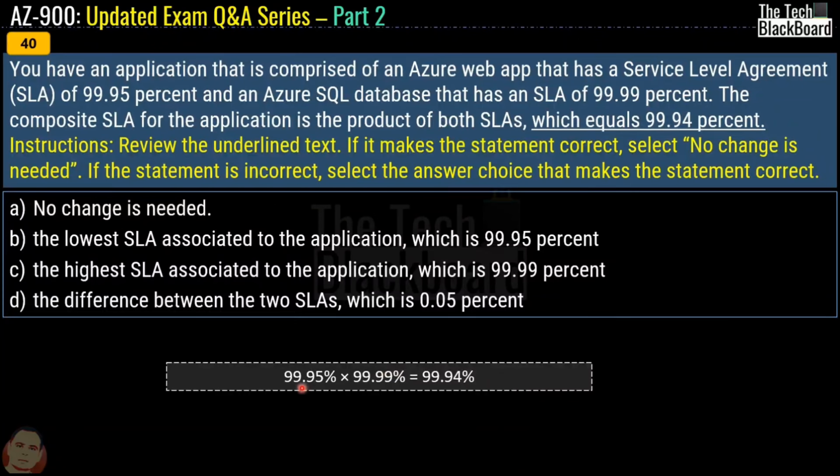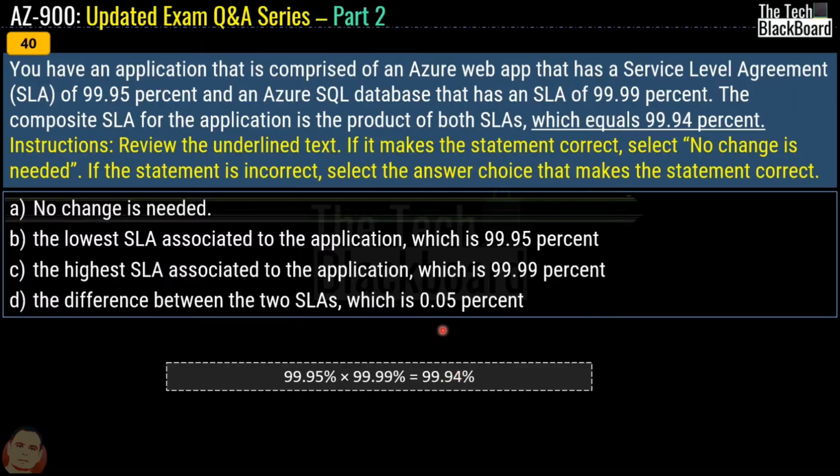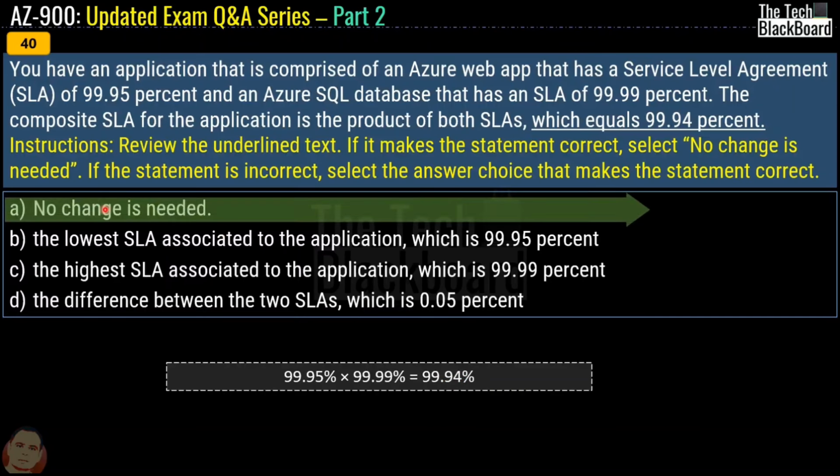So here we have multiplied 99.95, which was the SLA of Azure Web App, and we have multiplied 99.99, which is the SLA of the Azure SQL database, and this gives us 99.94. So the correct answer for this question is option A, no change needed.